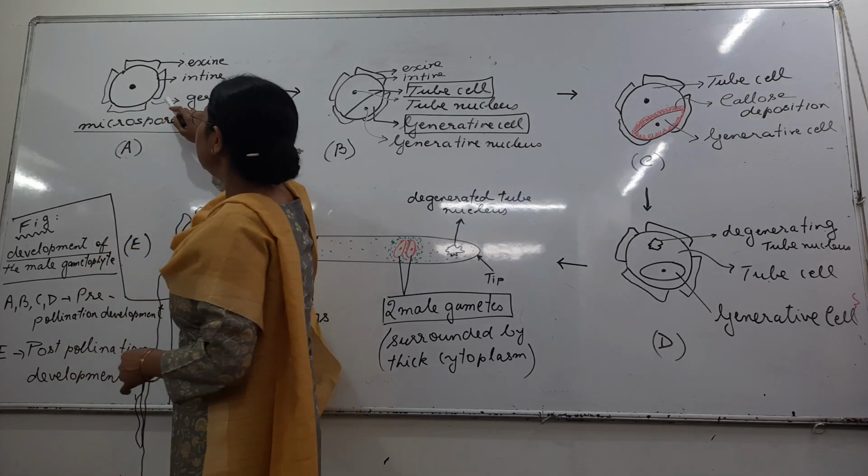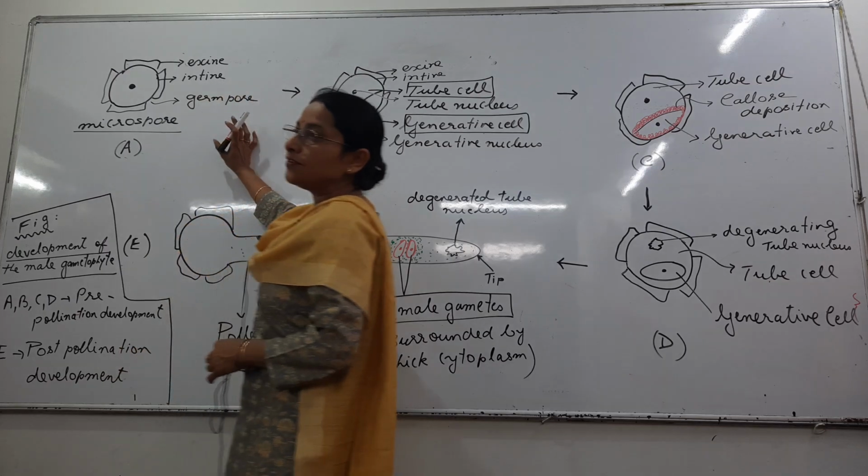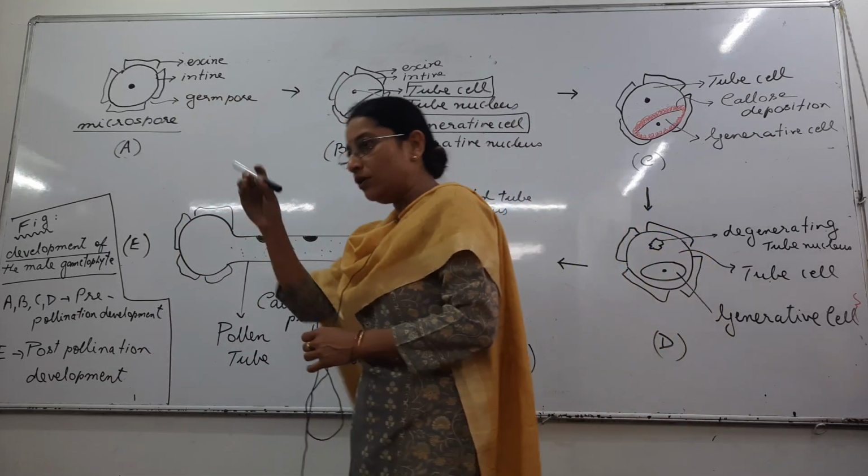So exine is continuous, but there are pores, obviously there are pores. What is the function of a germ pore? It is that area through which the pollen tube would be formed or will come out.